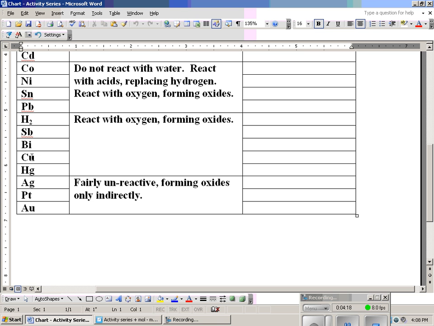I'm sure you've seen copper that looks kind of greenish or bluish on the outside. That's cupric oxide, or aka rusting penny, perhaps. You've seen green pennies. It's not really rust, but okay. And these last three, we have silver, platinum, and gold. They're fairly unreactive metals, which is partially why they're so valuable, and they'll form oxides only indirectly.